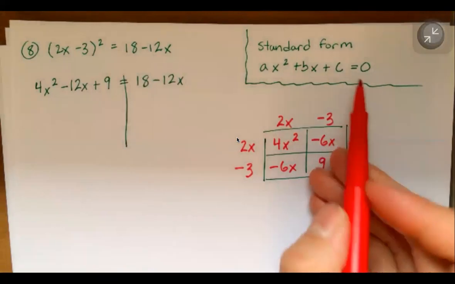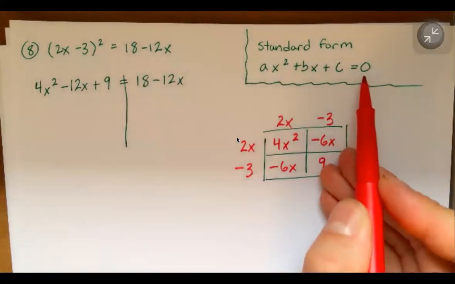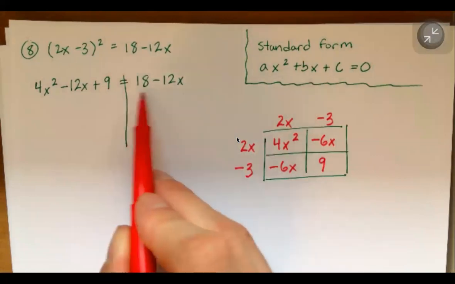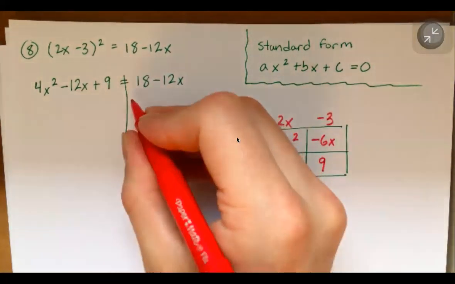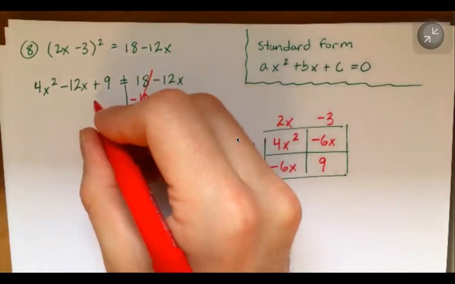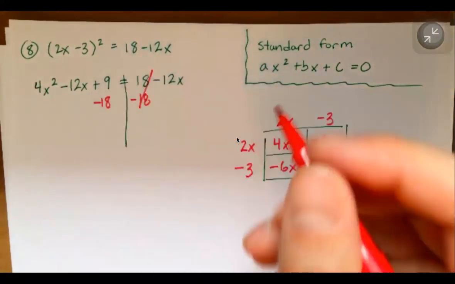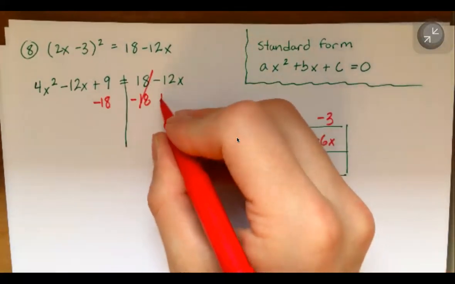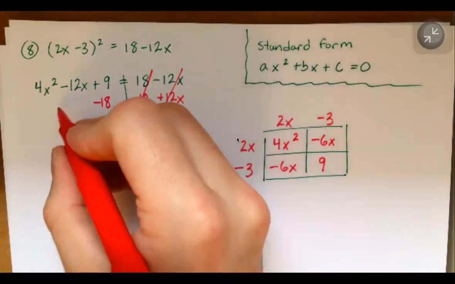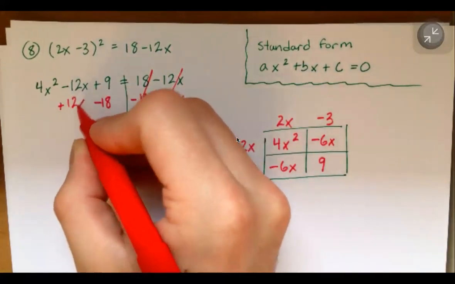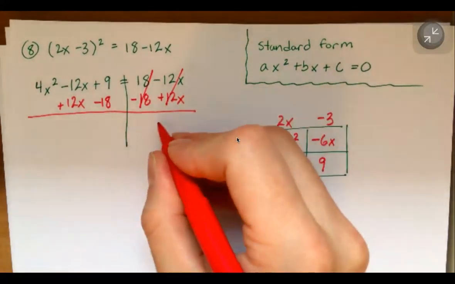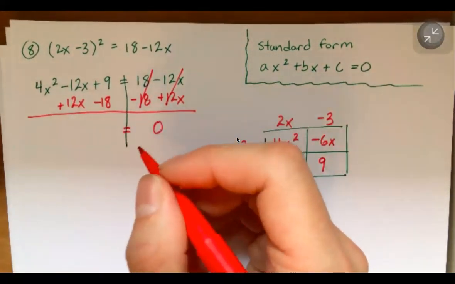Now we need to get this in standard form. We need to make one side 0. It's going to be a little bit easier for us to make this right side 0. There's less going on. So I'm going to subtract 18. That makes 0. Do that on both sides. And I'm going to add 12x. And I have a like term over here. I'll go ahead and add 12x. All right, so the right side is 0. That's great. That's what we're going for.